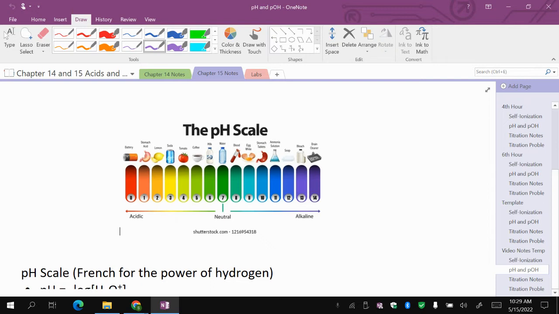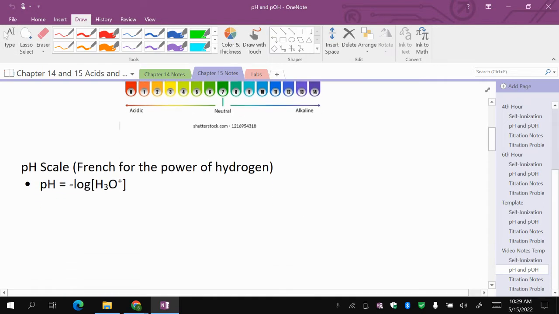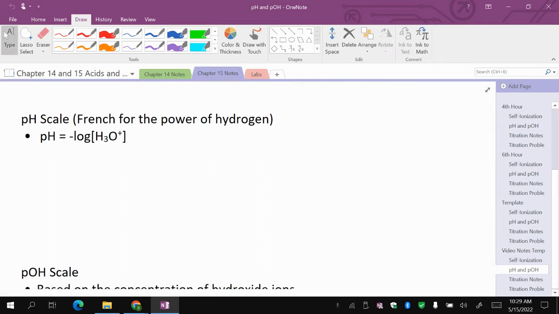So we're going to talk about the pH scale, and we're going to do calculations with the pH scale today, and also talk about the pOH scale. So pH is French for the power of hydrogen. And so the equation we use for pH is that it equals the negative log of the hydronium ion concentration. And yesterday we went over how to calculate hydronium ion concentration if you have hydroxide ion concentration. And so we will go over more calculations today. You can also rearrange this to be hydronium ion concentration equals 10 to the negative pH.